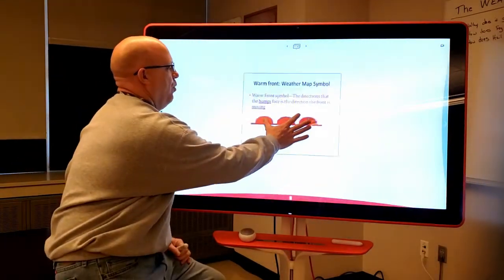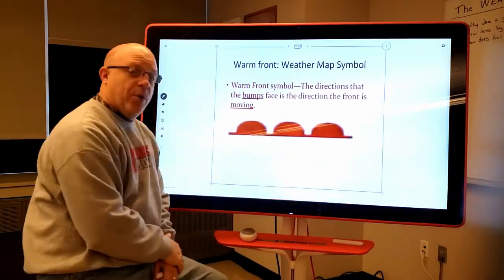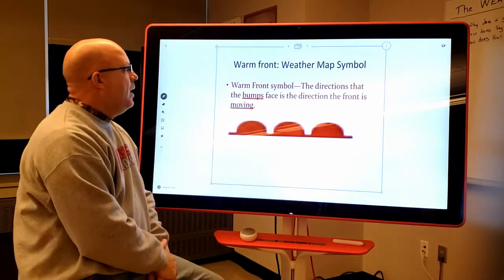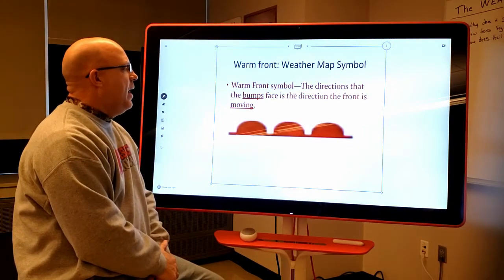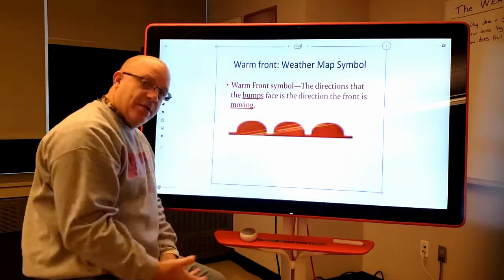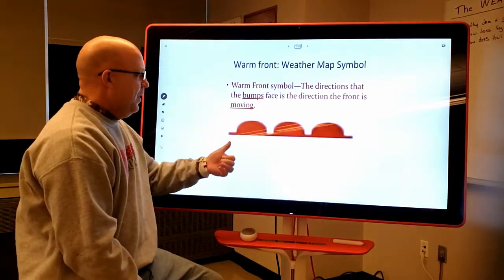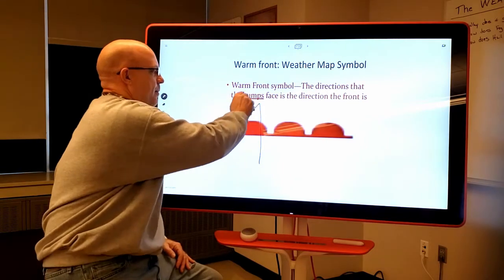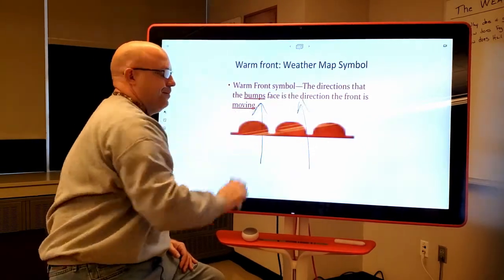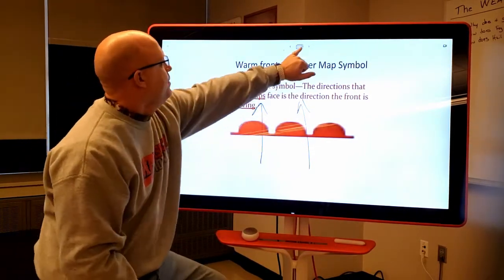The symbol for a warm front, of course, is a red line, meaning warm, red for warm. Warm fronts generally mean that the direction of the bumps is the direction that the front is going. So in this case, again, the warm front is going up. All right.